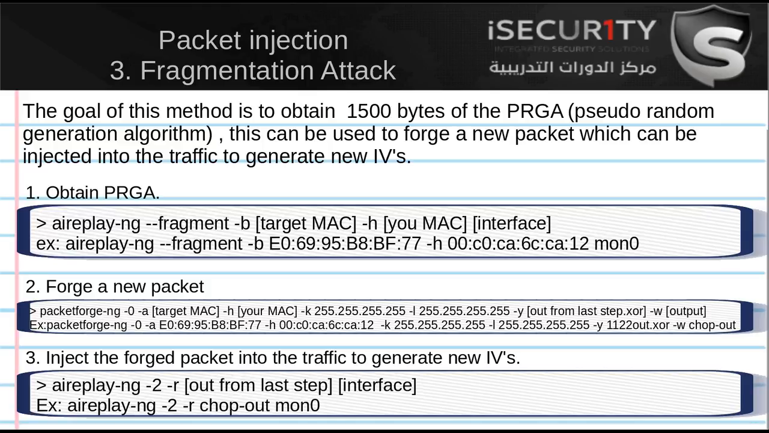So again, after we obtain the PRGA, we can use it to forge a new packet, and then we're going to inject this new forged packet into the traffic to increase the number of IVs very quickly. So the concept is very simple. We're gonna capture a packet, determine its PRGA, forge a new packet, and then inject that packet into the air. So let's see how we can do this.